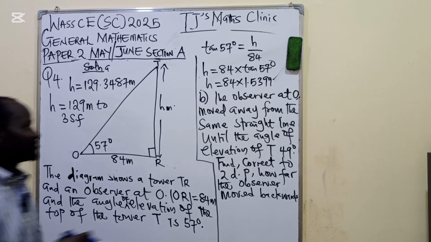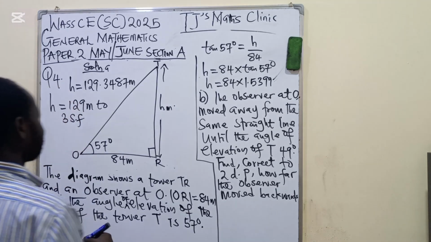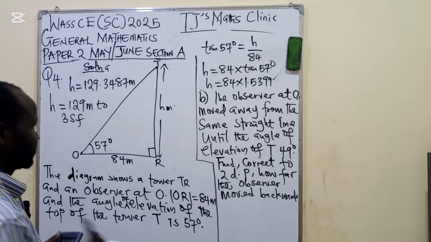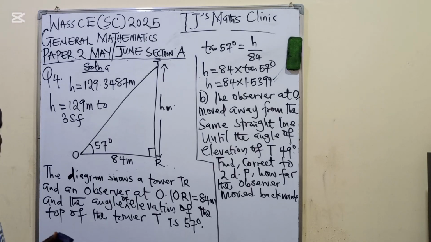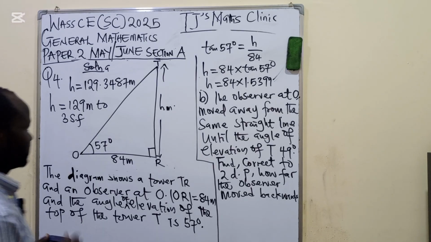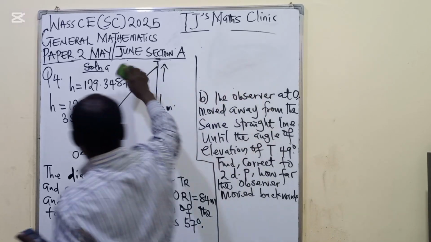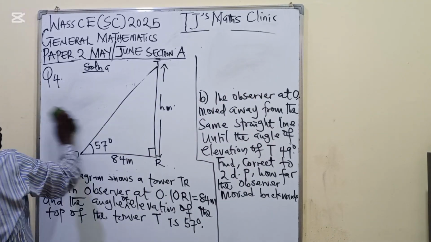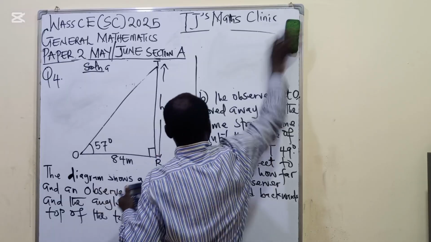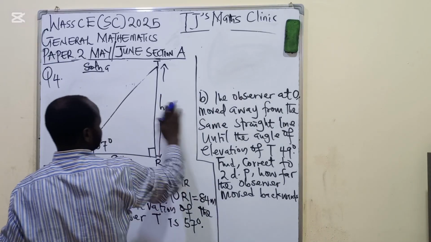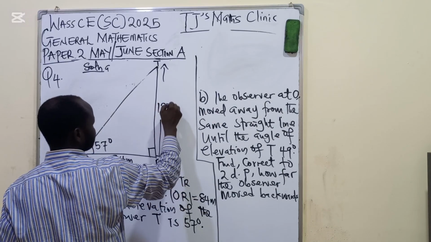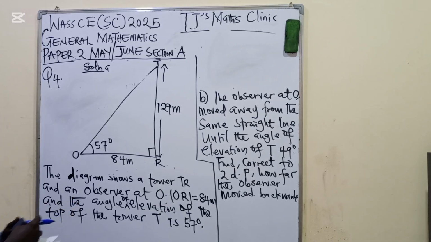So this is the solution to A. We are through with A. It's just a direct question. 129 meters, so this is the height of the tower. Permit me to clean A. The height now is 129 to three significant figures. Let me write it on the drawing. 129 meters. Let's move to B.